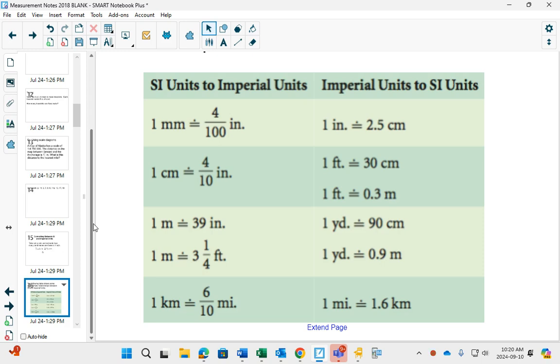Now some of these are useful in estimating, and some of them are hard to use. Like, I don't know how many times I'm going to use 1 millimeter is 4/100ths of an inch. The decimals make it a little bit trickier. I find more often these conversions that are bigger numbers, like I would rather use 1 foot is 30 centimeters rather than 1 foot is 0.3 meters, even though it's the same thing. But you're going to find that some of them you're going to like a little bit more than others.